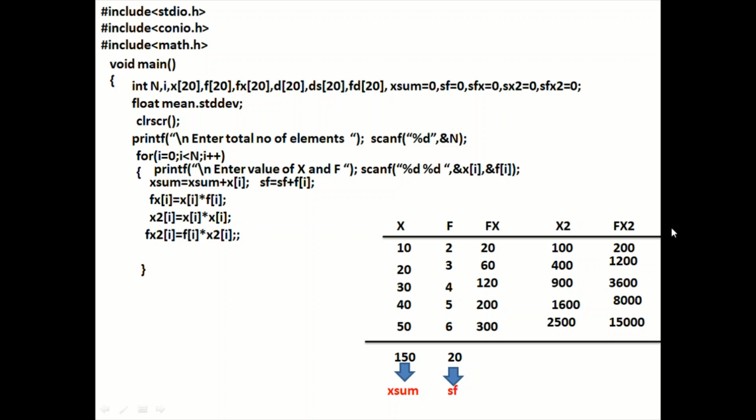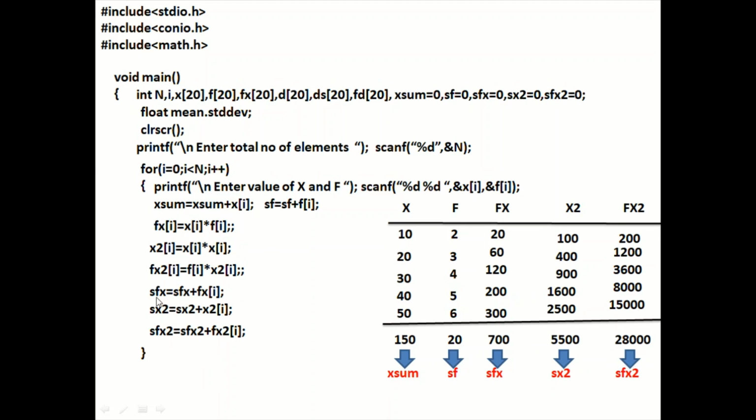Now I need to total what? Fx, x2 and fx2. Here it is. Sfx is equal to Sfx plus Fx of I. What is Sfx initially? 0. 0 equals 0 plus Fx of I, 20. 0 plus 20 is 20. Then Sx2 is equal to Sx2 plus x2 of I. The initial value of Sx2 is 0. 0 plus x2 of I. x2 of I is what? 100. 0 plus 100 is 100.